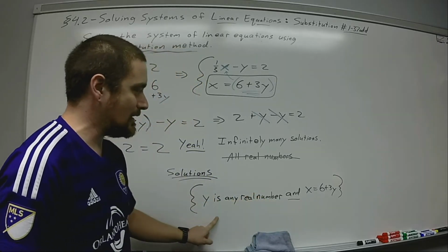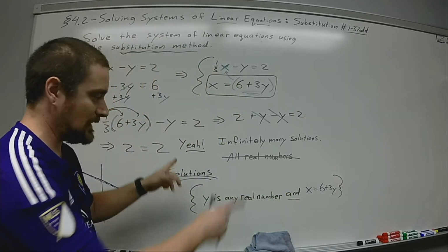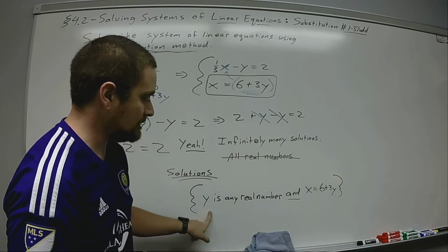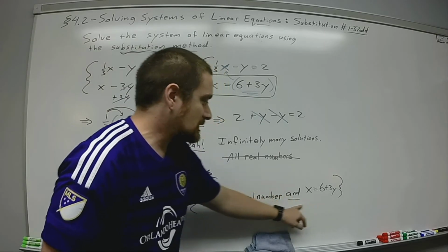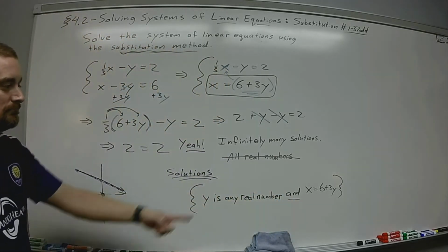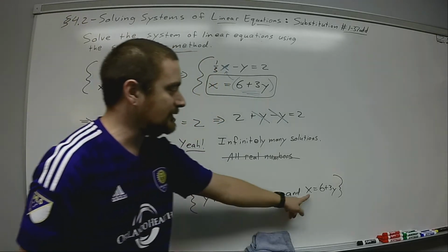So we have to write it out as a set like this. And we saw that set notation with the curly braces when we talked about functions. So that's what we're doing. We're just declaring this set. Pick any y. I'll plug it into that expression and find x.